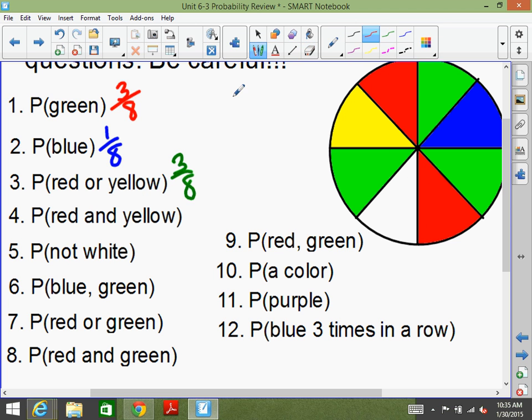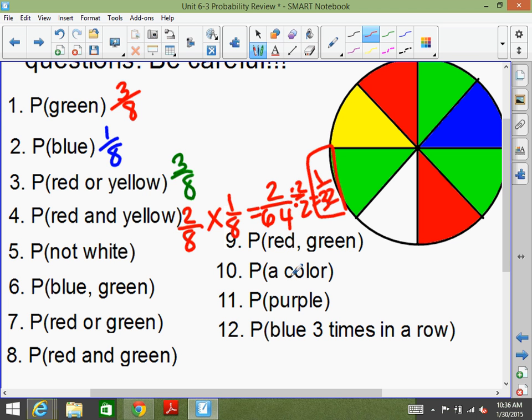Okay, what is the fraction for red? 2 out of 8. There's a 2 out of 8 chance I can get red. What's the fraction for yellow? 1 out of 8. And what do I get? 2 over, that's not 16, 64. Now, can I reduce that? Yes. What do I get? 1 over 32. A 1 out of 32 chance. It's not really going to happen. You got to remember, simple, compound. Compound, fraction times fraction.